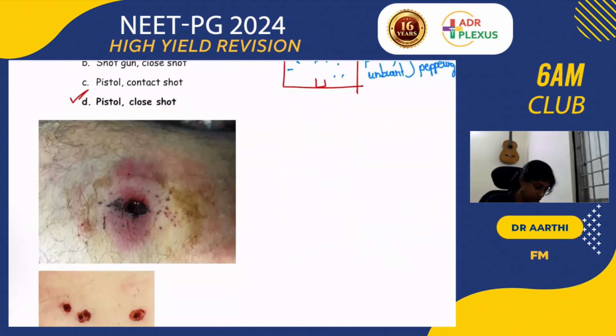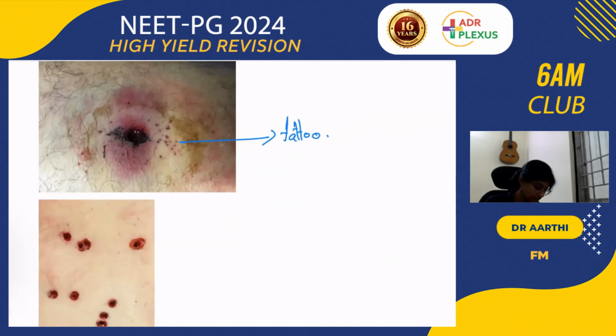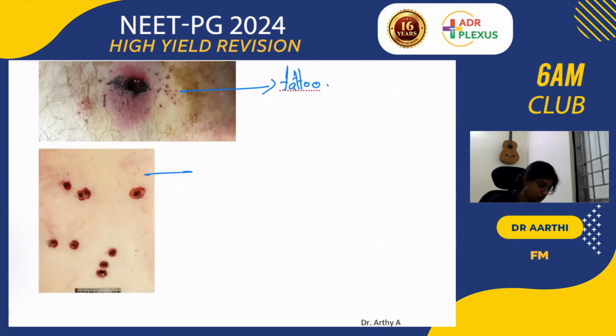This is tattooing. And can you tell what has produced this? What is the second injury? Yeah, very good question. So that's why I wanted you to see this. Yes, very good. Yes, doctor. This is why we call this a shotgun injury.